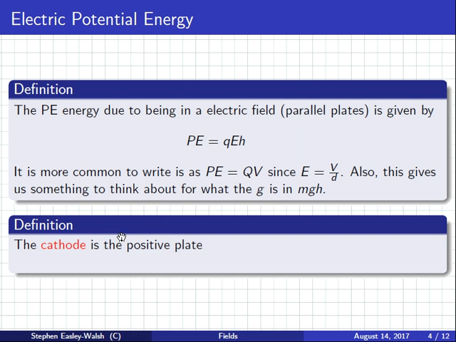A little bit of vocabulary. We call the cathode the positive plate, I think, and the anode is the negative plate.